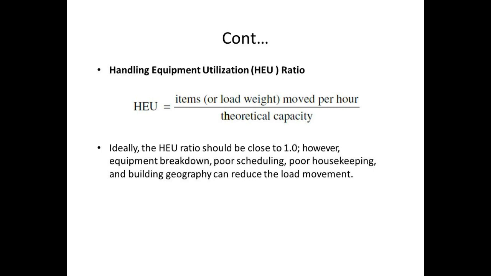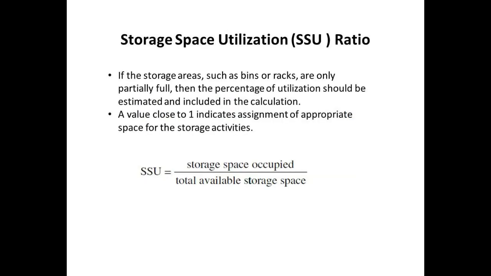Ideally, it is better if it is very near to 1. If it is 1, that is ideal. But that's not possible, because the material handling equipment can have breakdowns, there could be fuel shortages, and there could be sudden stoppages. Because of that, the ratio will be less than 1, but it is better if it is close to 1. So you can speak about the handling equipment utilization to the higher ups.